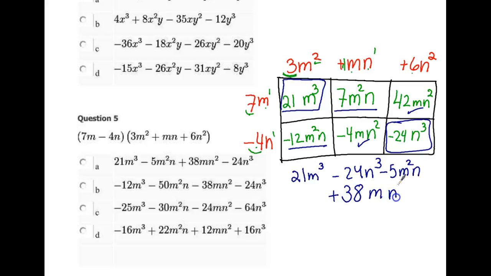m n squared. So again, when you're adding or subtracting, the variables, the powers don't change. You only add the powers when you multiply. When you're adding, subtracting, combining like terms, the powers stay the same. Now let's go to the multiple choice and compare. 21m cubed has to be A. Okay.